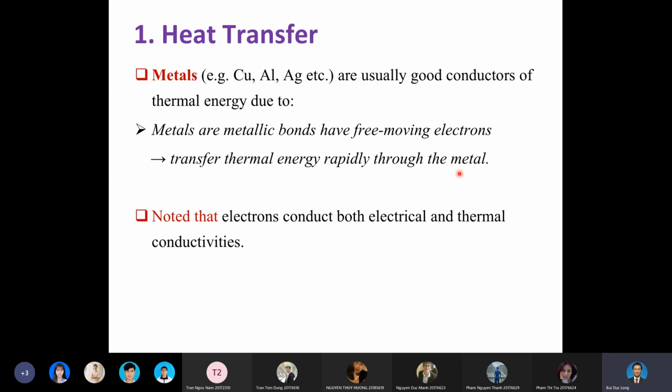It means that the electron is also one means to transfer or transport energy in metal. So electrons also play a role in transporting heat energy.